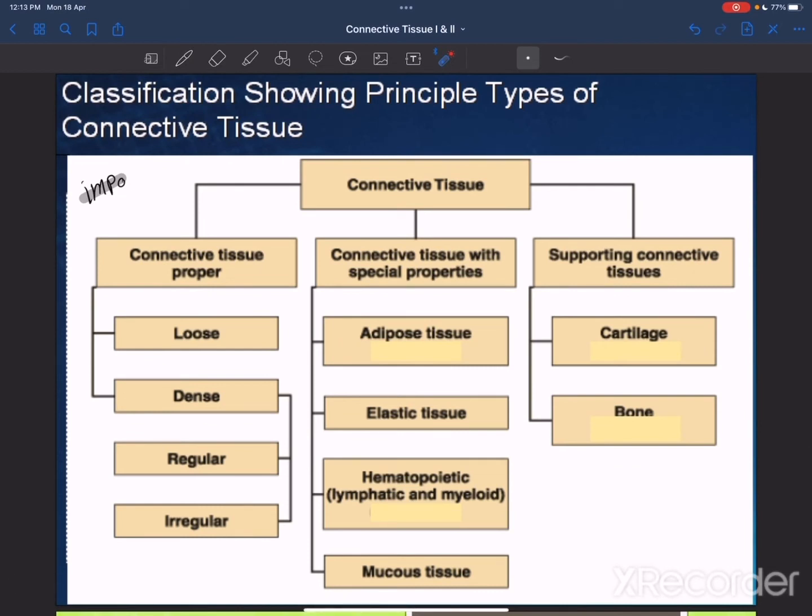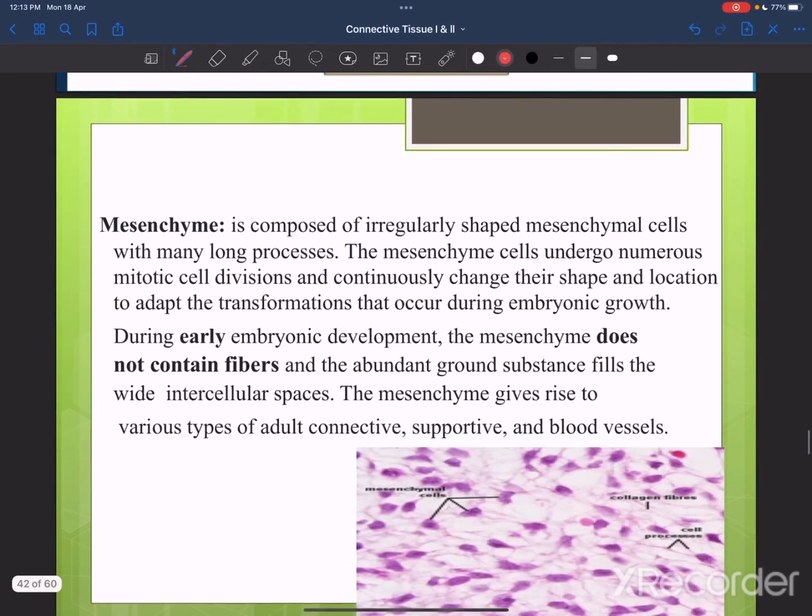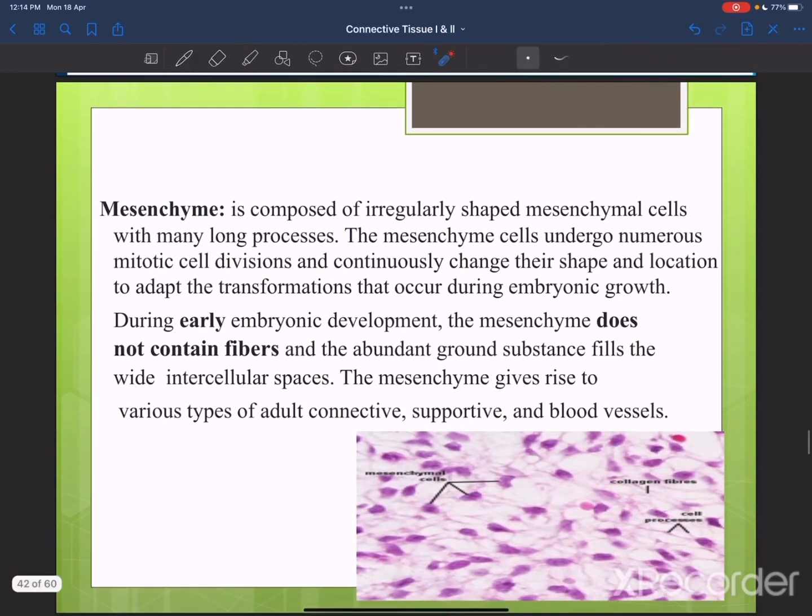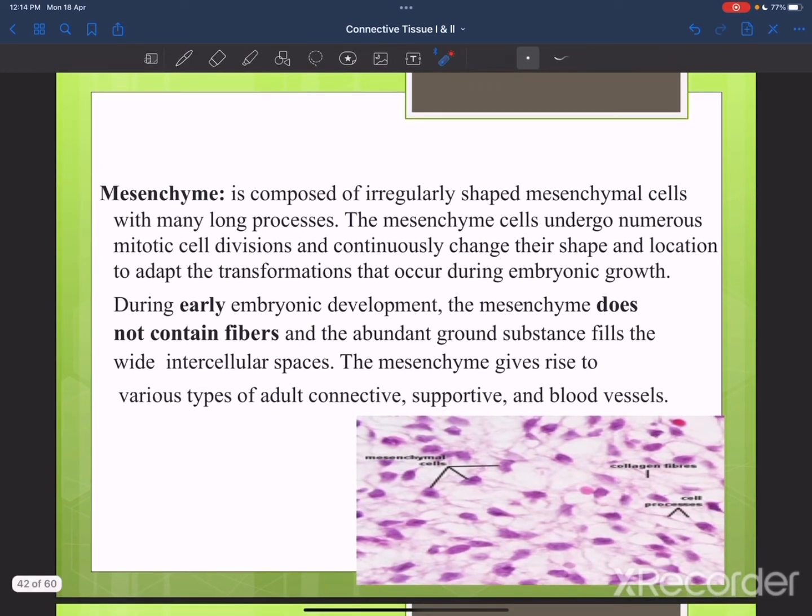So regarding the connective tissue proper, we have 2 parts: loose and dense. And the dense is further subclassified into regular and irregular. Just to remind you, mesenchyme is the embryonic layer from which the different types of connective tissue in the body in general arise, and the different types of the connective tissue cells.